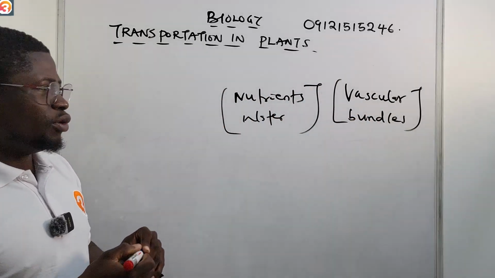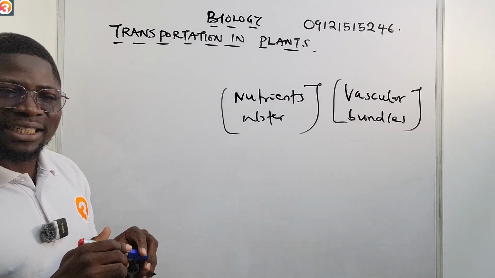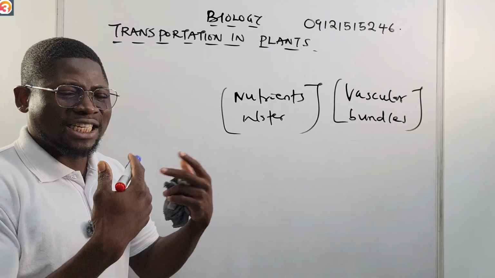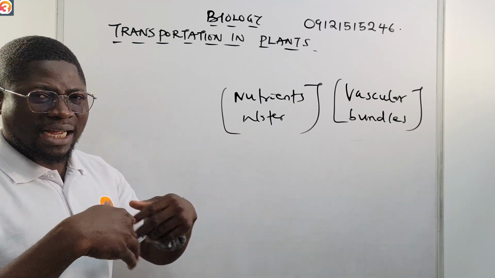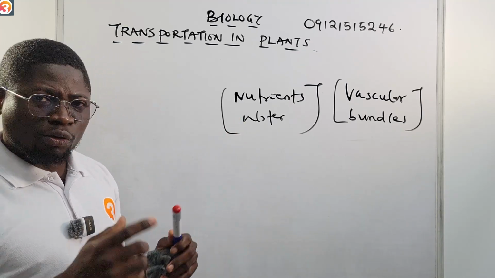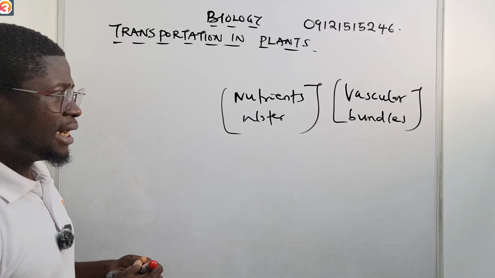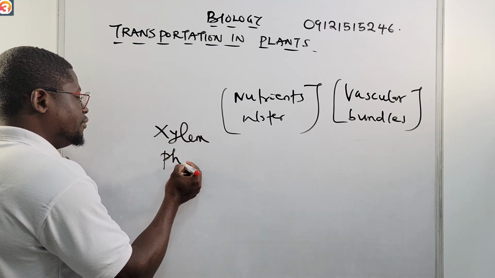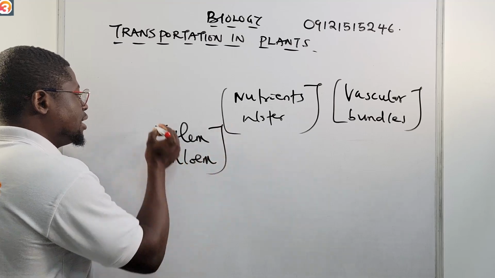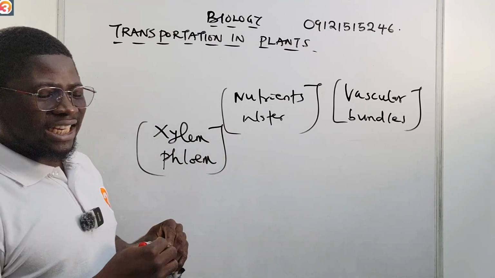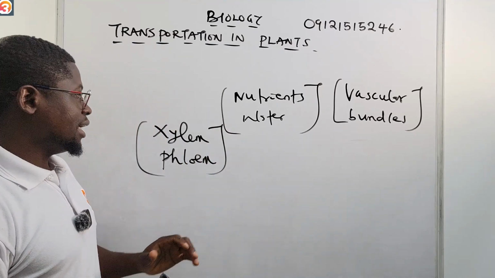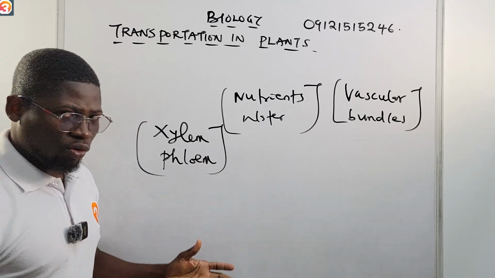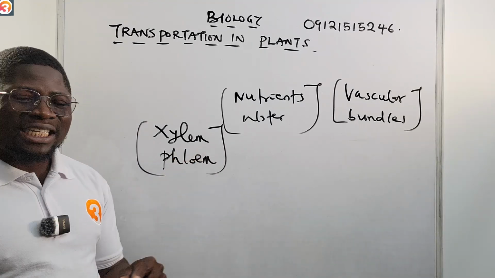There are two types of vascular bundles present in the plant that enable it to transport water and nutrients. Those two vascular bundles are called the xylem and the phloem. So plants are able to transport nutrients and water through these vascular bundles, the xylem and the phloem.